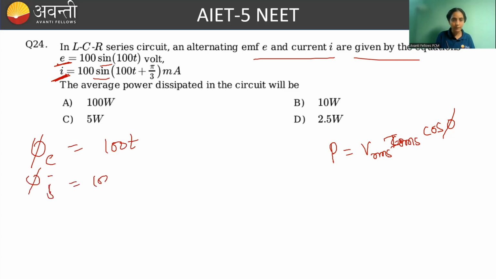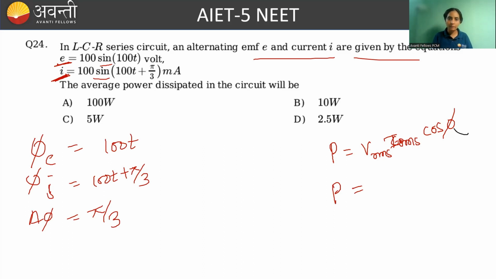Phase of current is 100t plus pi by 3. What is the phase difference? 100t plus pi by 3 minus 100t, so that is pi by 3. Now, you need to put values here. So, phase difference we have calculated.